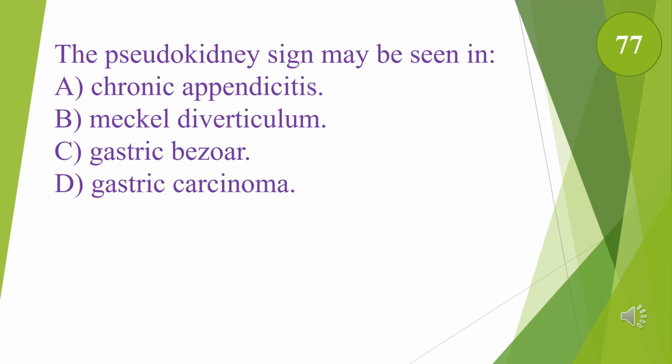The pseudokidney sign may be seen in: A. Chronic appendicitis, B. Meckel diverticulum, C. Gastric bezoar, D. Gastric carcinoma. The answer is D, gastric carcinoma. Remember, pseudokidney is not a good sign, therefore gastric carcinoma is a deadly disease.